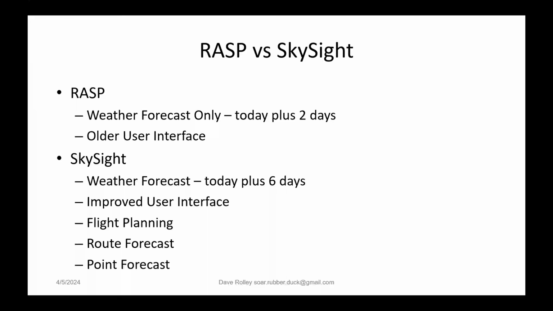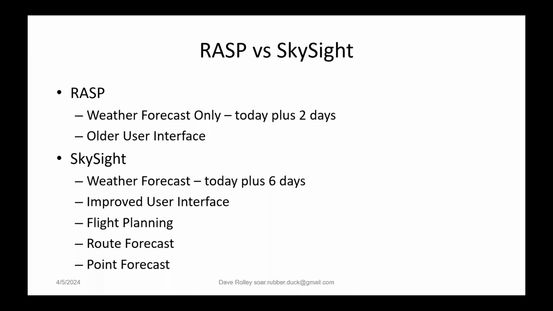When we look at RASP versus SkySight, RASP is a weather forecast only. It is today plus 2 days. It has an older user interface. It's not a bad user interface, it's just older than something that was put together in the last 5 or 10 years, okay?